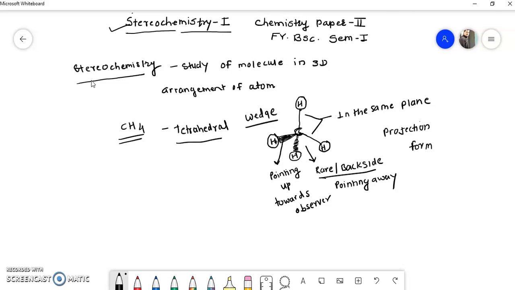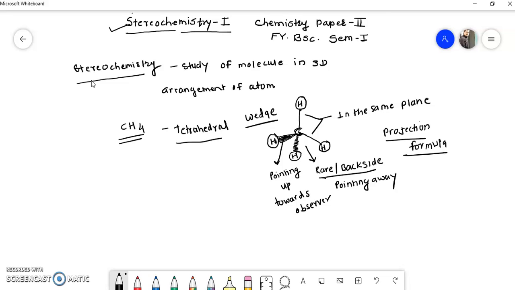Projection formula, remember, projection formula. Now the central carbon: if this carbon were attached to four different groups... but here this carbon is not attached to four different groups, okay.